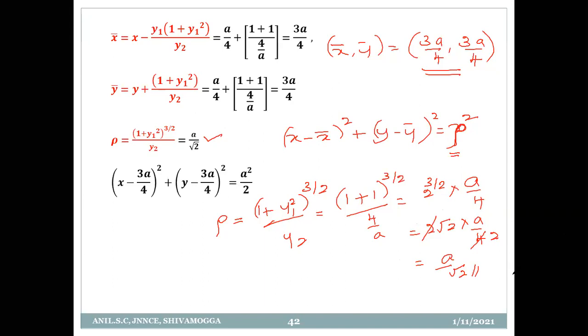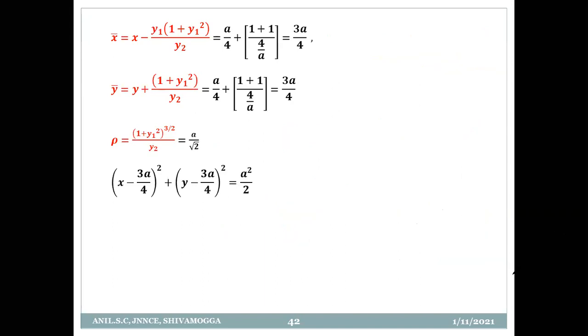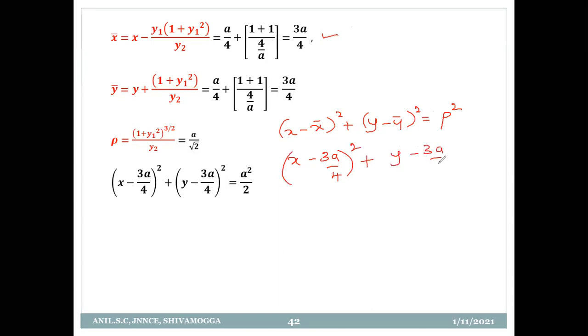Now you can easily find the circle of curvature. Circle of curvature is given by x minus x bar whole square plus y minus y bar whole square is equal to r square, rho square. Substitute: x minus x bar is 3a divided by 4 whole square plus y minus y bar is also 3a divided by 4 whole square is equal to rho square. Rho is a divided by root 2 and its square is a square divided by 2. This is what we required.